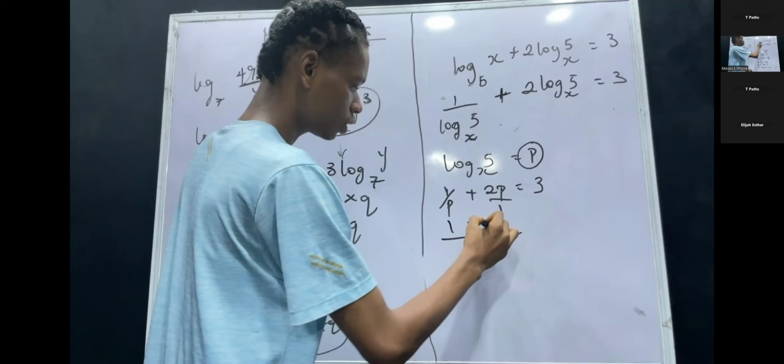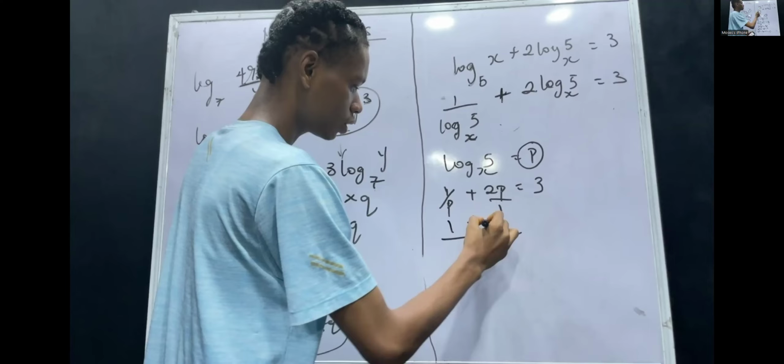So in my case, I chose to invert this. Inverting this means 1 over the value is going to become the base, and the base is going to become the value. So that's why I have log x to base 5. After doing that, I took this logarithm expression to become p. I'm replacing it with p, so I have 1 over p plus 2 times this logarithm expression, p.